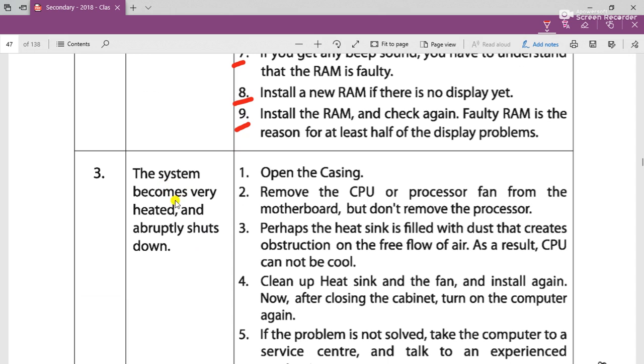The system becomes very heated and abruptly shuts down. So what should we do? We have to open the casing, our computer case, the CPU case. Remove the CPU or processor fan from the motherboard, but don't remove the processor. Perhaps the heatsink is filled with dust that obstructs the free flow of air.